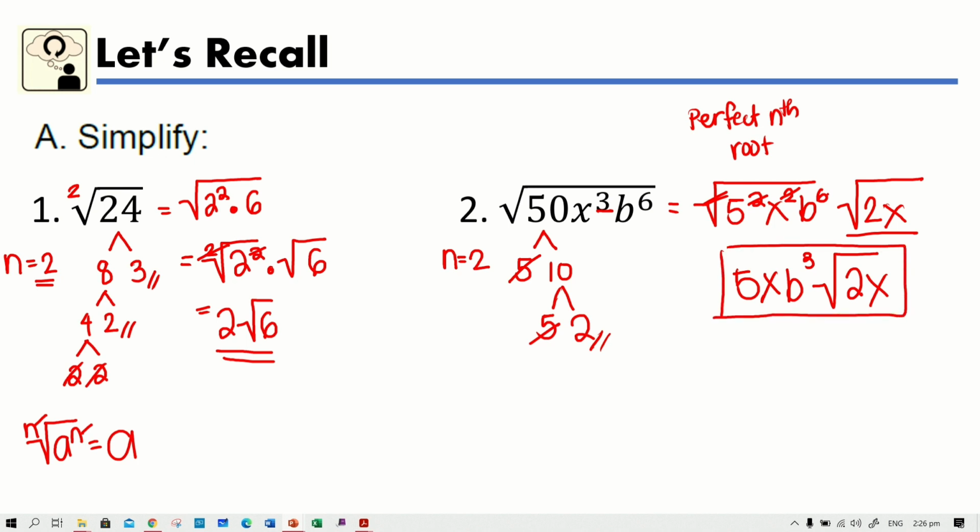So I hope you remember how to simplify radicals, and we're going to apply it in our lesson, division of radicals. Let's go!